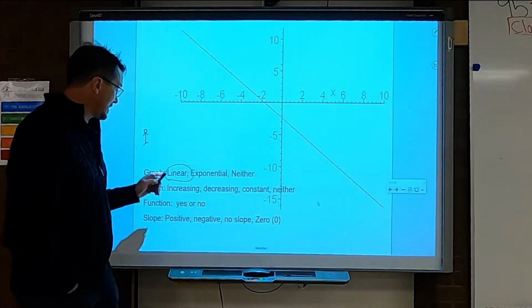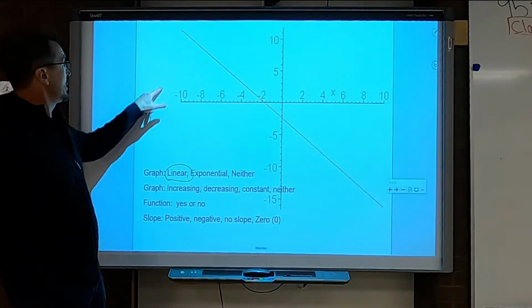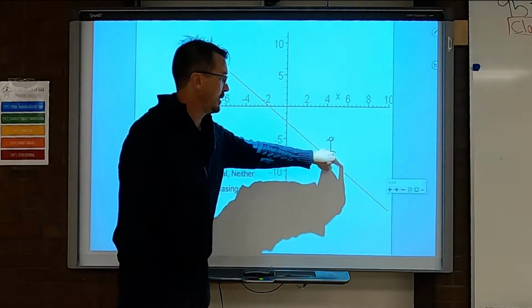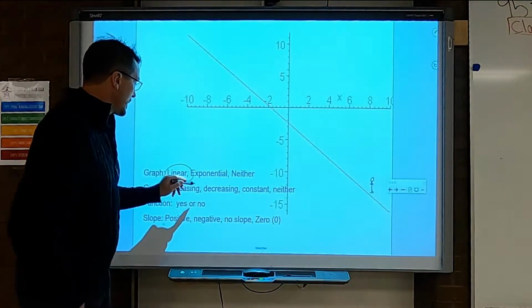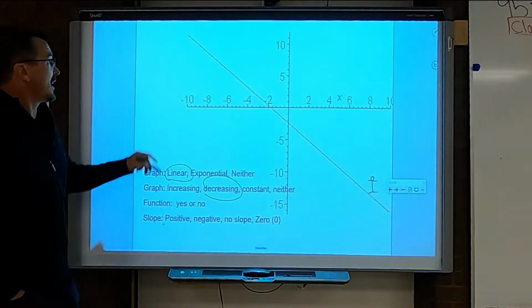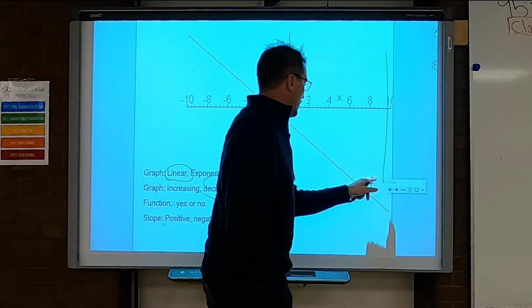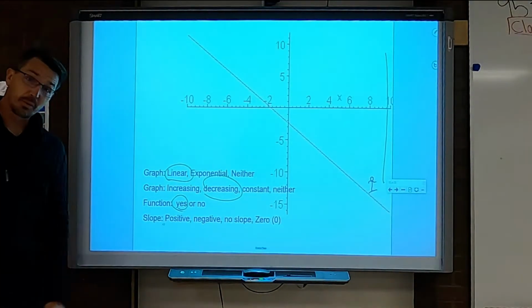Next, I asked, is this increasing or decreasing? Well, if I put Xavier on the graph as we read from left to right, you can see that the graph is going down. So this is decreasing. Is it a function? Well, that just means does it pass the vertical line test? And this definitely passes the vertical line test. So this is a function. That's something we've already learned.